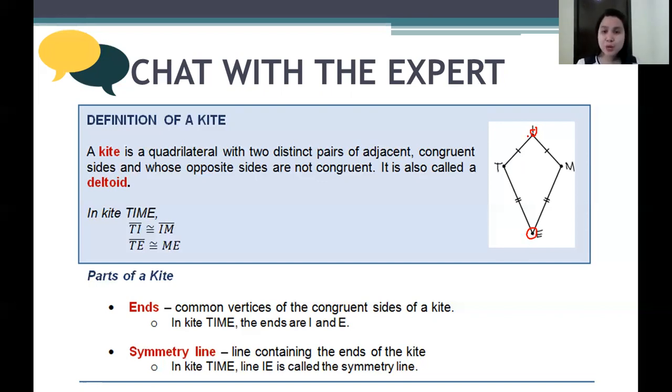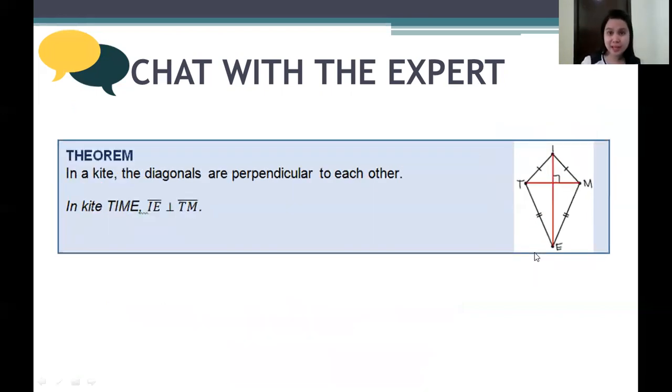Next, if you draw a line from one end to another end, it looks like a mirror, the line of reflection, because the left is equal to the right. This line that connects both ends, we call the symmetry line. So for example, in this drawing, our symmetry line is IE, or for some, they call it the line of symmetry. Now let's have some theorems for the kite.